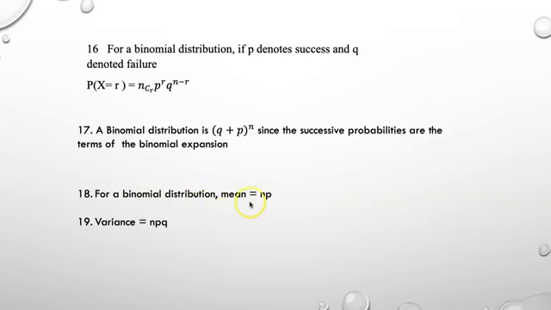For a binomial distribution, mean is np, so it is easy to remember. Mean is np and variance is npq. So again, this is easy to remember.